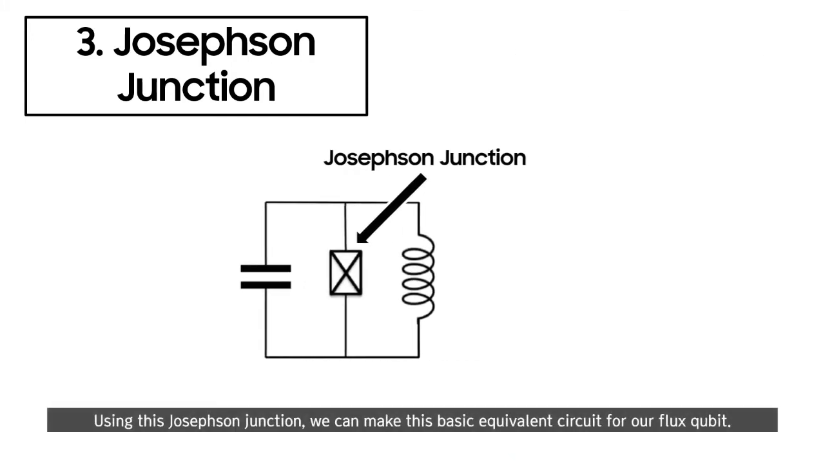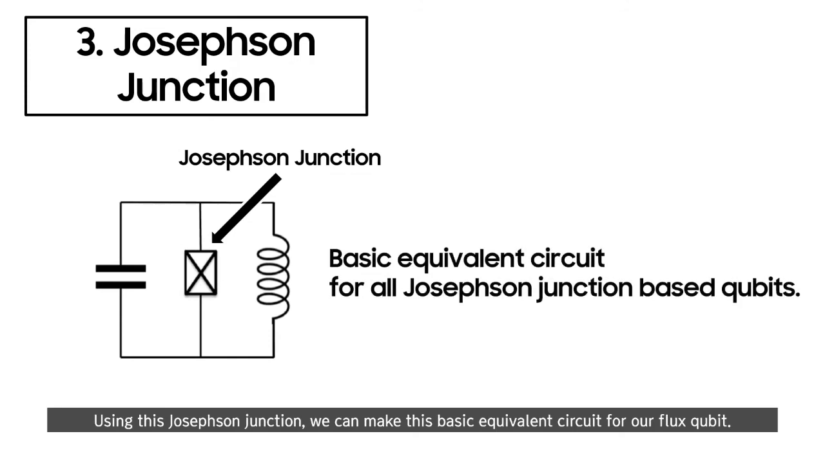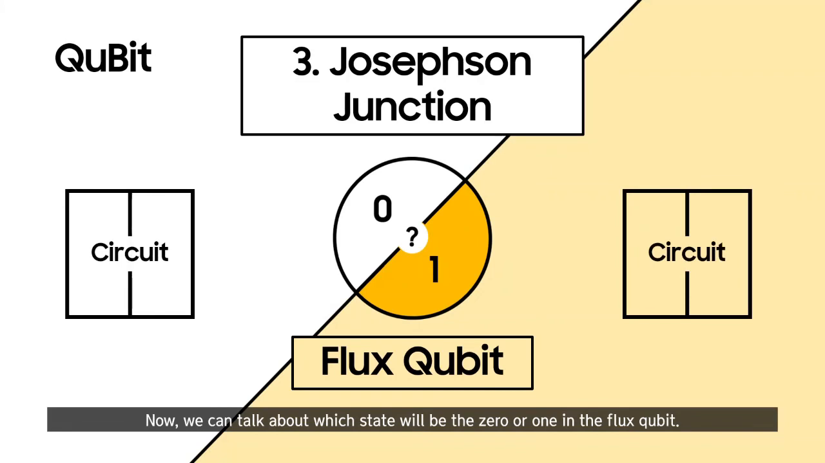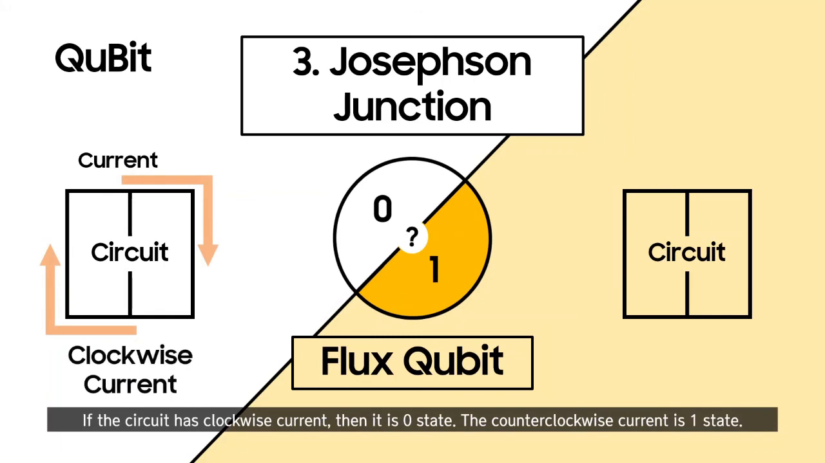Using this Josephson junction, we can make this basic equivalent circuit for our flux qubit. Now we can talk about which state will be the 0 or 1 in the flux qubit. If the circuit has clockwise current, then it is 0 state. The counterclockwise current is 1 state.